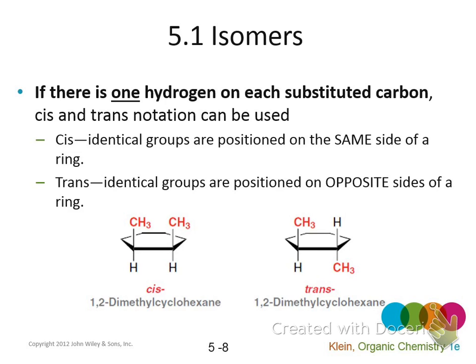So I make a point, if there's one hydrogen on each substituted carbon, then cis and trans notation can be used. Totally acceptable. Okay? So this molecule at the bottom, as far as nomenclature goes, this is cis 1,2-dimethyl cyclohexane, because you would have named this dimethyl cyclohexane. 1,2-dimethyl cyclohexane. This one is trans 1,2-dimethyl cyclohexane. Okay, why do we have a cis and a trans in this case?